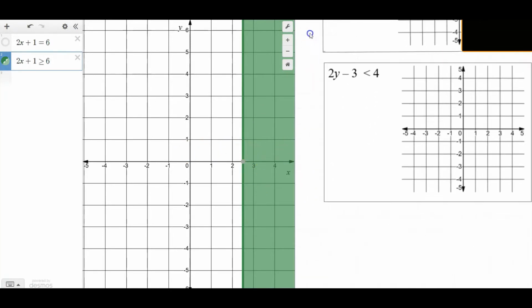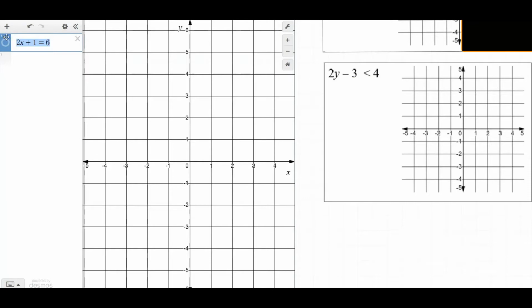Fantastic. Final problem. We are asked to graph 2y minus 3 is less than 4. You know how I'm going to take this problem. I'm going to pretend this was an actual equation, so we're going to replace the inequality symbol with an equal sign. So let's go ahead, hit enter. I learned my lesson. I gotta turn it on.